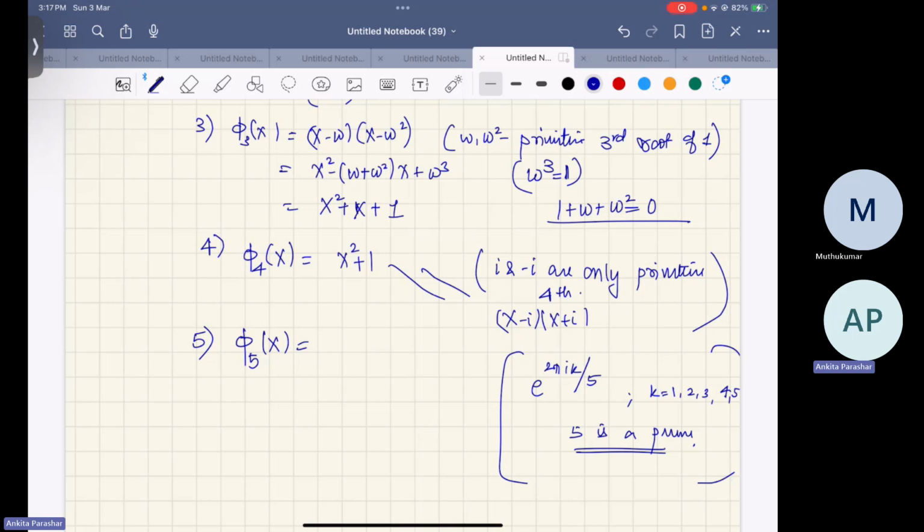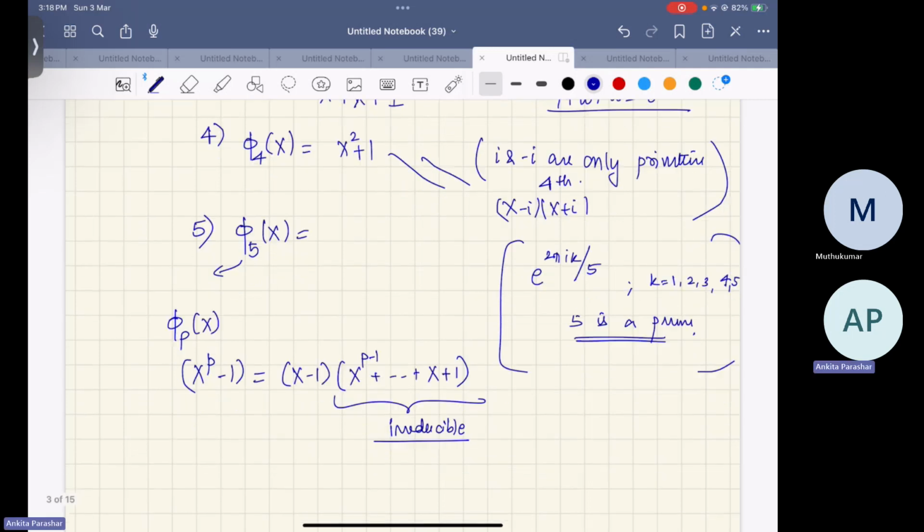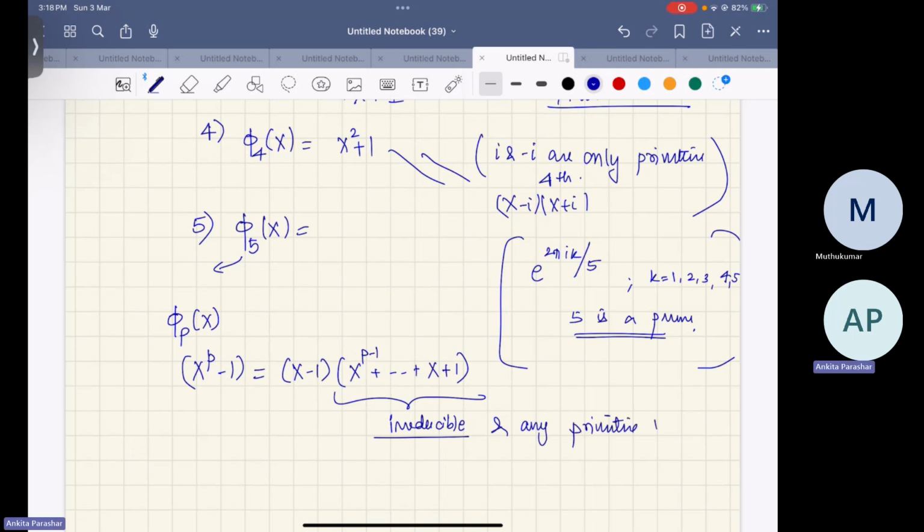This is a good way to look at the roots and find out what the primitive roots are if you know it is prime. But you also know that x power p minus 1 is nothing but x minus 1 times x power p minus 1 plus and so on plus 1, and you know this is irreducible. Any primitive pth root of unity satisfies this. So for prime, you don't have to do any computation. I think this is simple, right? Do you agree?